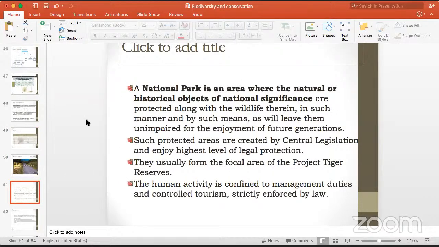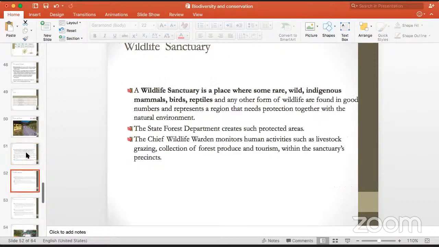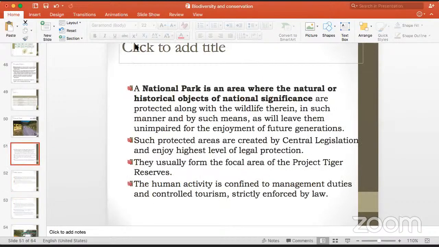Okay, so this is about a national park. So we will see these two slides, the difference between a national park and a wildlife sanctuary. Someone read this slide. Where are the students? Is Jahnavi here? Yes, ma'am. Can you read this slide?